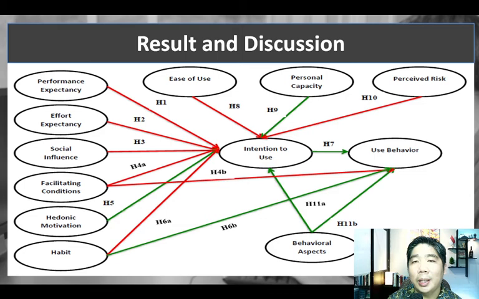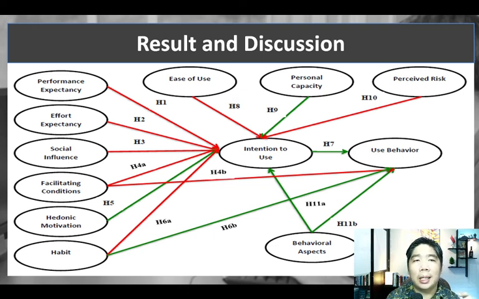Okay, next is hypothesis 10, perceived risk to the intention to use. The perceived risk factor doesn't affect the intention to use. This is because there are still many users who are worried and distrustful of the data they provide to the cashback organizer when using the cashback program on mobile payment.